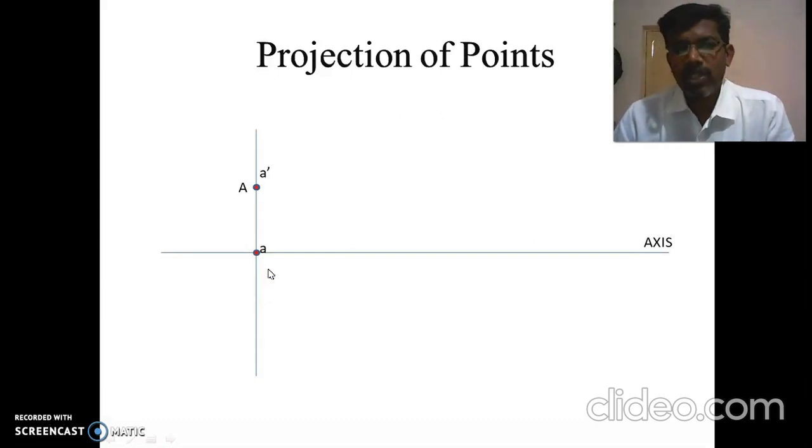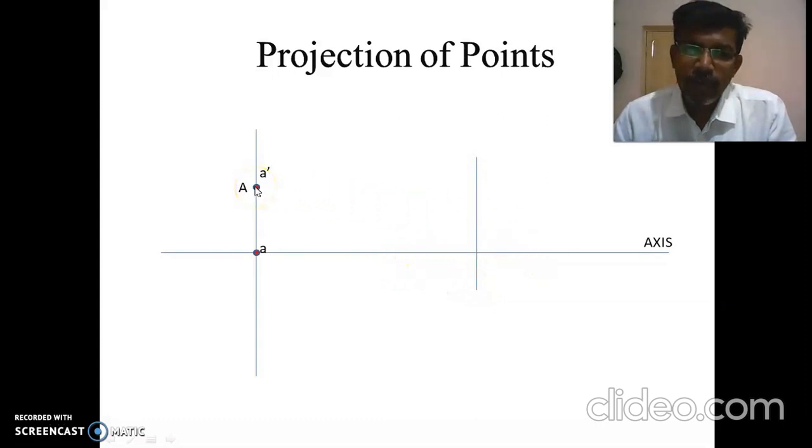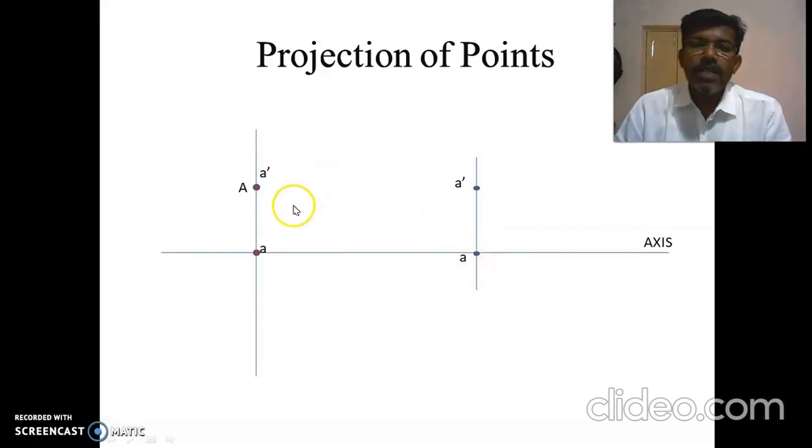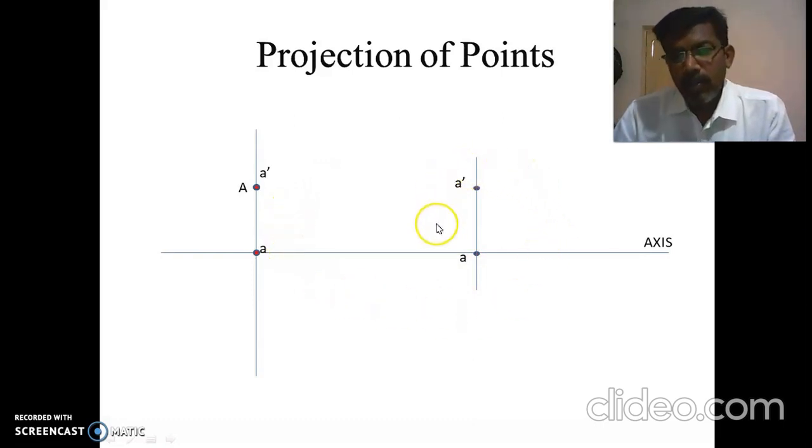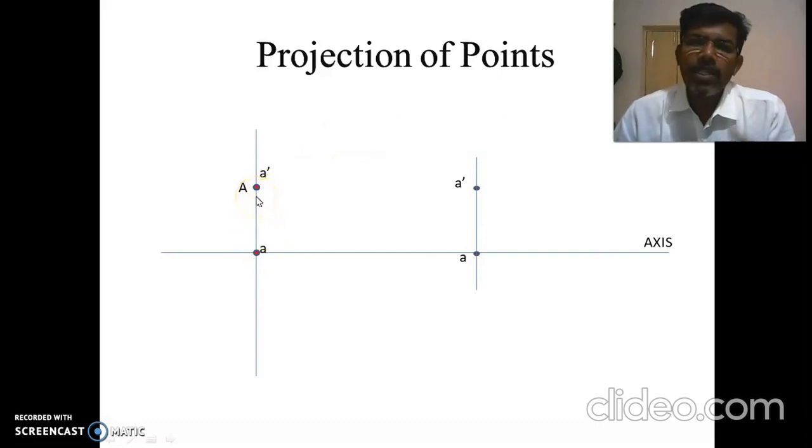So how do we draw the orthographic projections of this? First draw a vertical line perpendicular to the axis, and as in the previous case, simply draw a point here and mark it as A dash. As it is at the intersection of the horizontal plane and vertical plane, just put a point here and mark it as A. Now this is the orthographic projection of point A, which is placed in the vertical plane and above the horizontal plane. Let us see the next case.